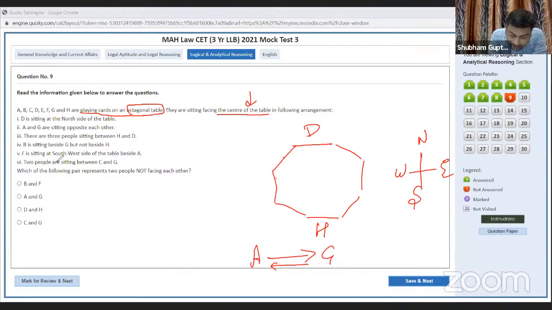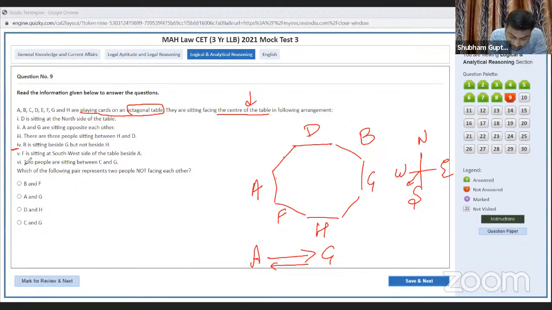F is sitting at a southwest side of the table beside A. So southwest would be this side. So here should be F and F is beside A. This place cannot be A. So this place has to be A. So this place has to be G. Now remember we had one statement with G. So B is sitting beside G but not beside H. Beside G but not beside H. So B must be here.